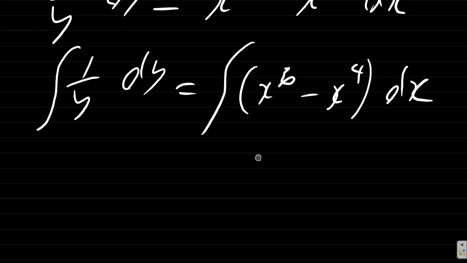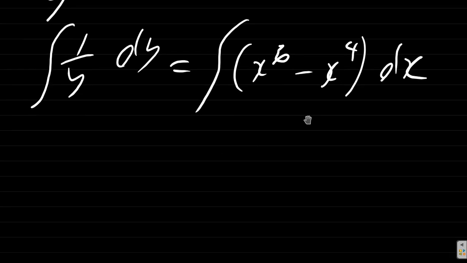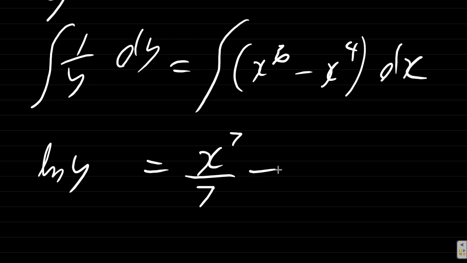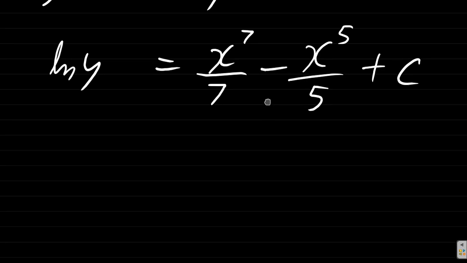So the left hand side, we integrate with respect to y, and the right hand side we integrate with respect to x. So what happens here now? When you integrate 1 divided by y dy, we get ln y. Right? Now equals, integrate x to the 6 with respect to x, we have x to the 6 plus 1, which is 7, divided by the new power 7, minus x to the 4 plus 1, which is 5, divided by that new power 5, plus c, the constant of integration. Alright, what do we do now?